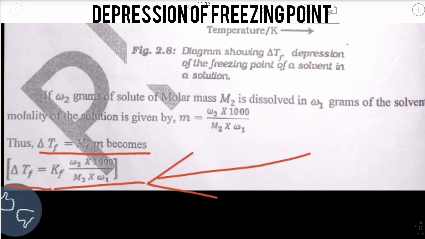This is the equation formed. When you take the molar mass to one side, we can easily calculate the molar mass of the solute, that is M2.